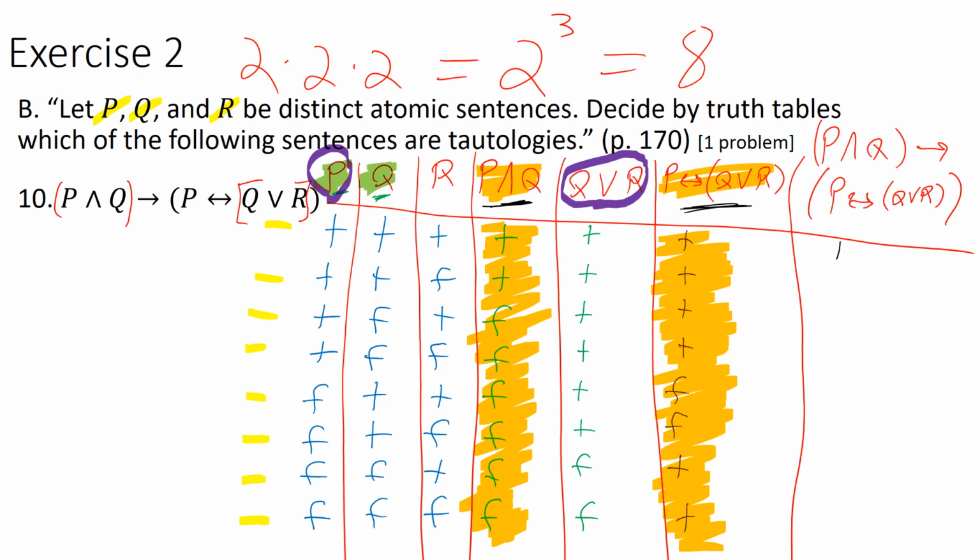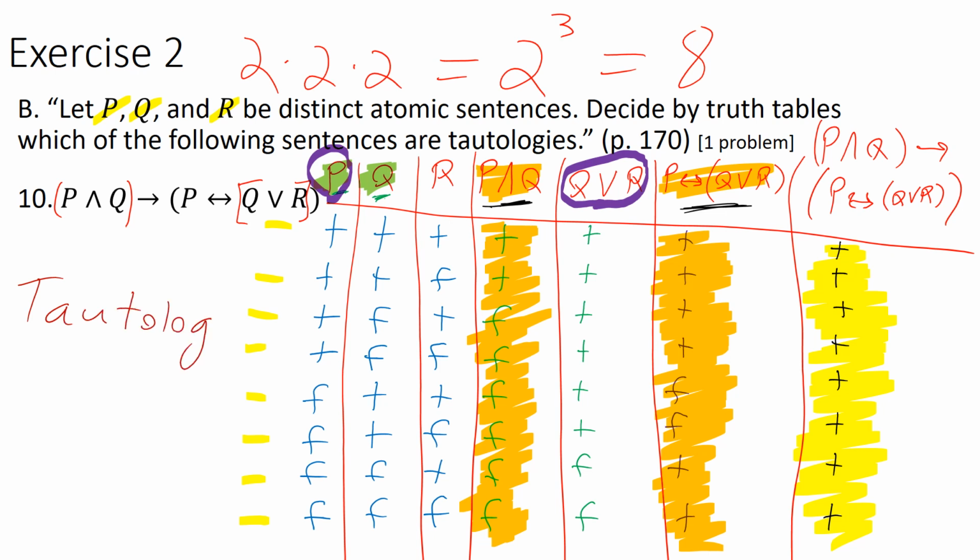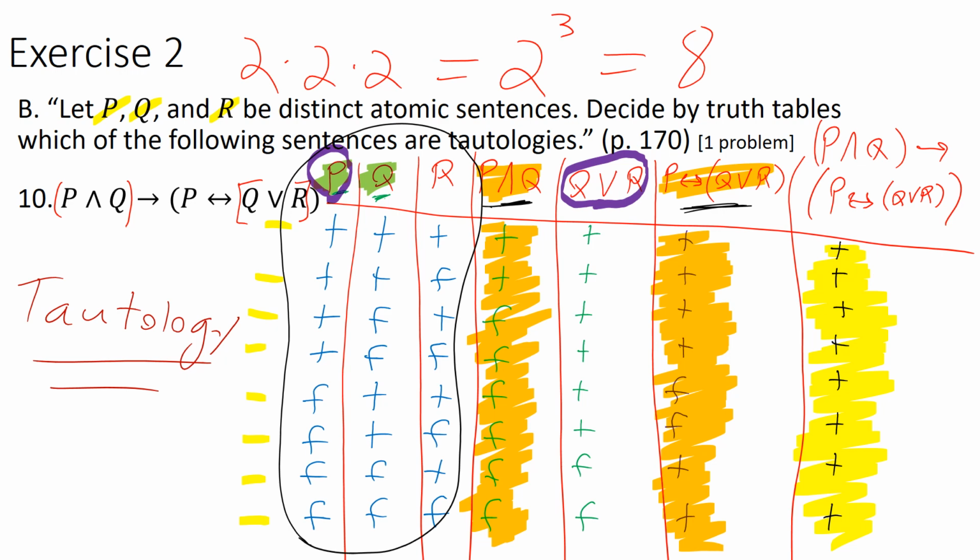All right. True, true, true. True, true, true. False, true, true. False, true, true. False, false, true. False, false, true. False, true, true. False, true, true. And look what we have. We have only true values. So this is indeed a tautology. So for all combinations, all the possible inputs, we always get true values.